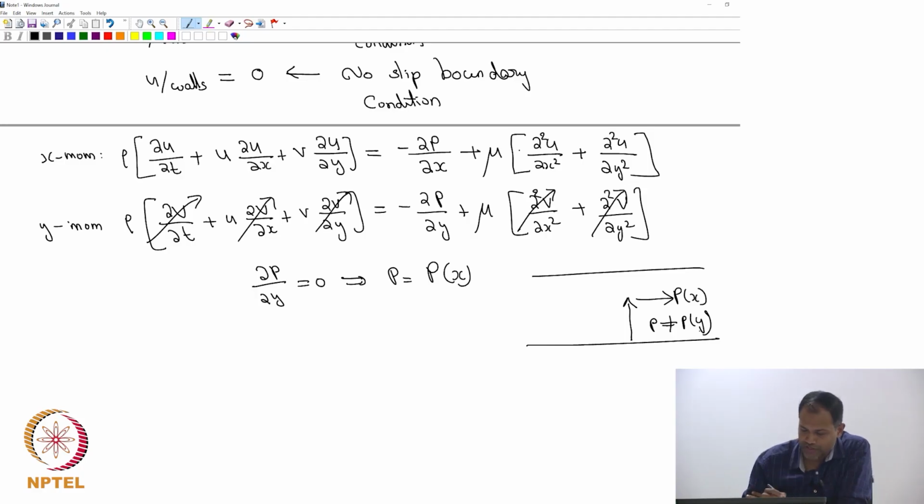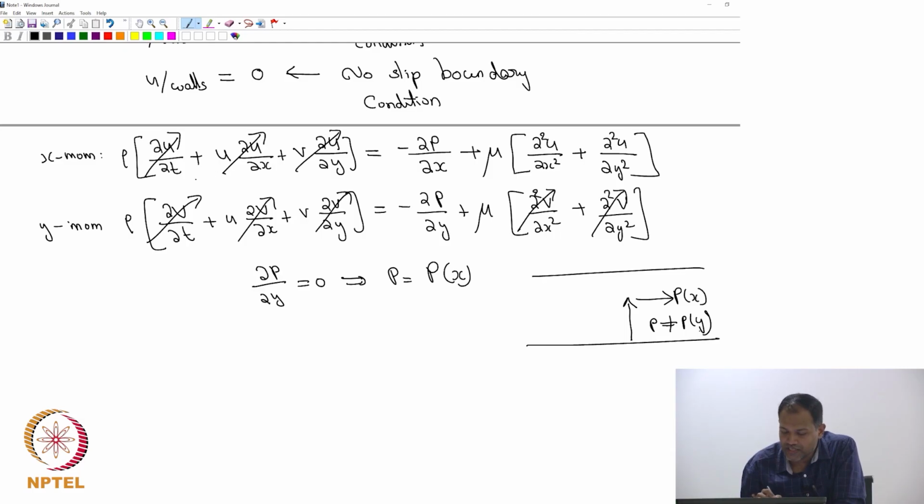No, u is not a function of time. How about u ∂u/∂x? It is 0, because ∂u/∂x is 0; u is not changing with x. v ∂u/∂y? It is 0, because v is 0. So v is 0, so that is also gone.